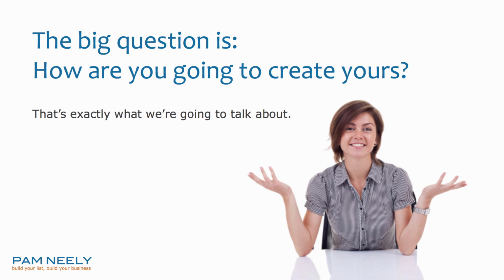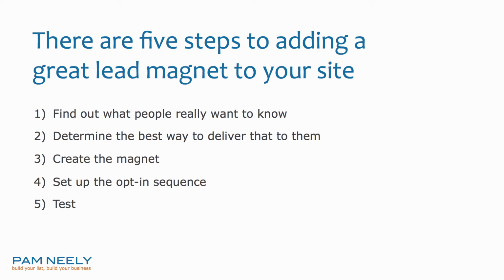Really, the big question for all of this, and I'm sure for you, is how are you going to create your lead magnet? This is how. There are 5 steps to creating and implementing a truly awesome lead magnet. The first one is to find out what people really want to know. This is essential because if people aren't interested in your opt-in, they won't opt into your list. That's the classic way for an opt-in to kind of fail, frankly. We're going to talk about that.